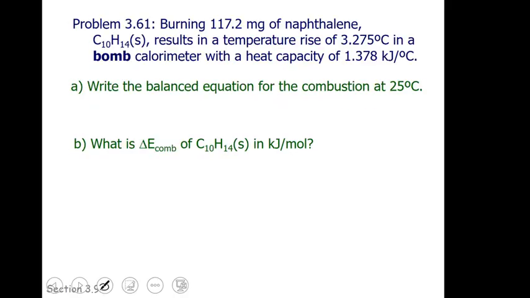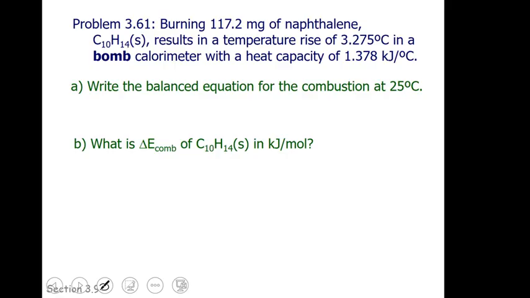So here is an example problem using a calorimeter. We're going to burn 117.2 milligrams of naphthalene, formula C10H14, in a calorimeter, which results in a temperature rise of 3.275 degrees Celsius in a bomb calorimeter with a heat capacity of 1.378 kilojoules per degree Celsius. We're going to take this information and move it all the way to the heat of formation of naphthalene.